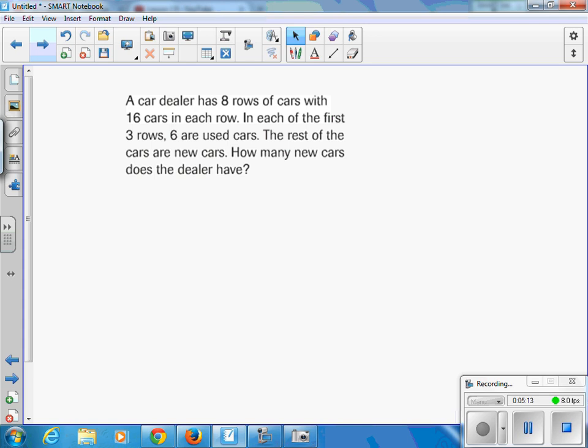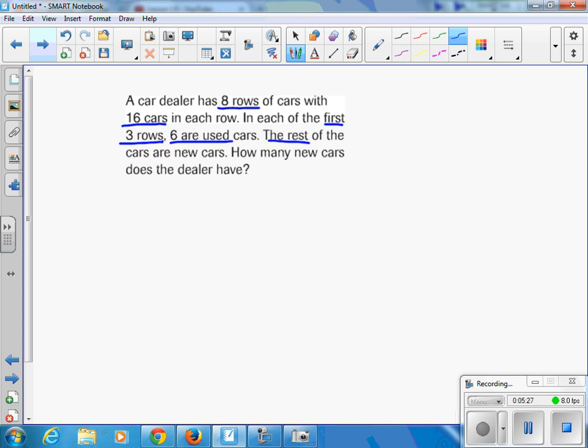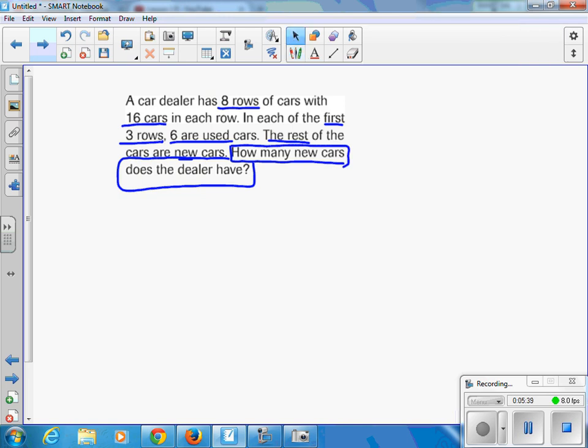A car dealer has 8 rows of cars with 16 cars in each row. In each of the first 3 rows, 6 are used cars. The rest of the cars are new. Question: how many new cars does the dealer have? Always box the question. It's a little confusing, so I'm going to have to do a diagram.